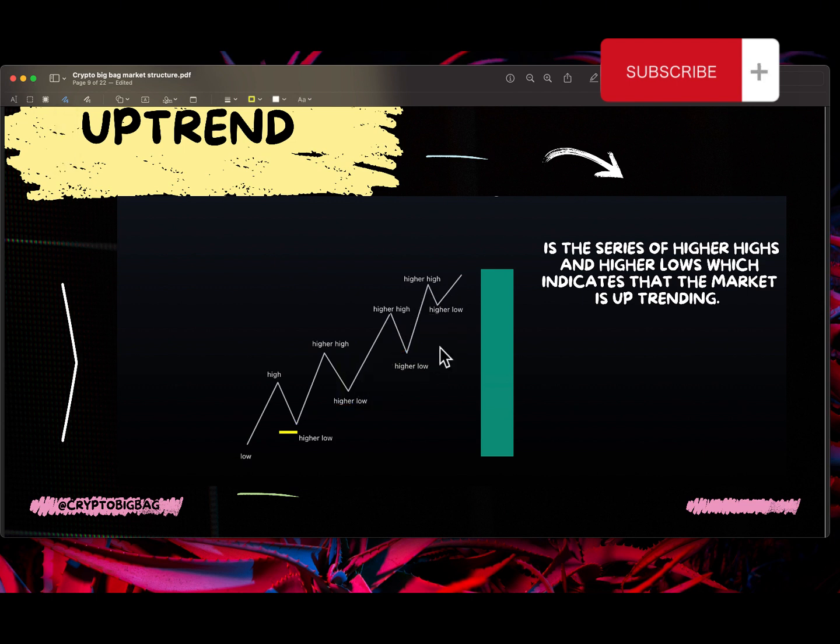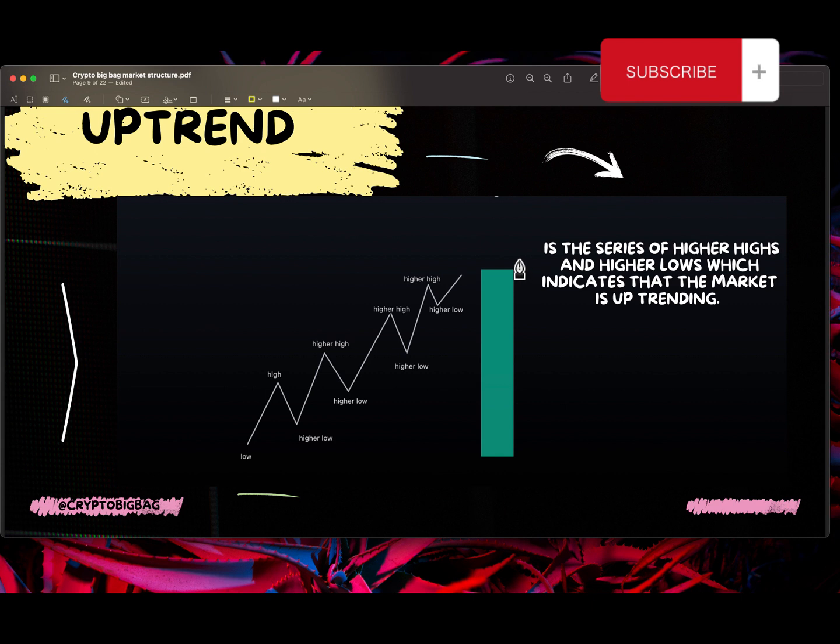This is an uptrend, right? When you have a low that creates a high, that creates a higher low, that creates a higher high, breaking the previous high, only to pull back to create a higher low, impulsive move, create a higher high, pull back to create a higher low, impulsive move to create a higher high. This is an uptrend.